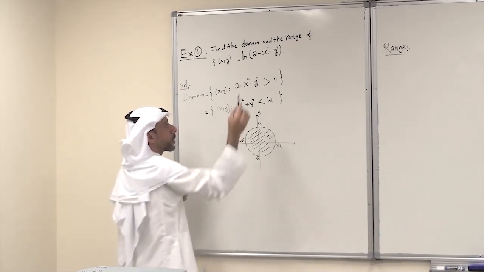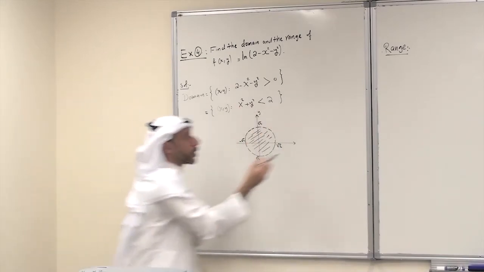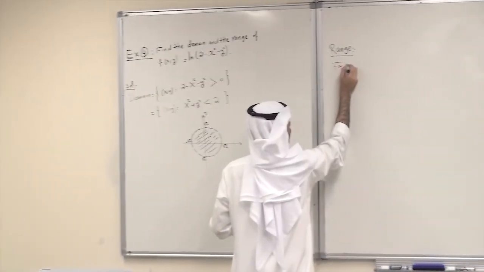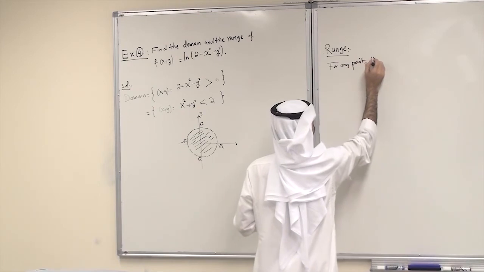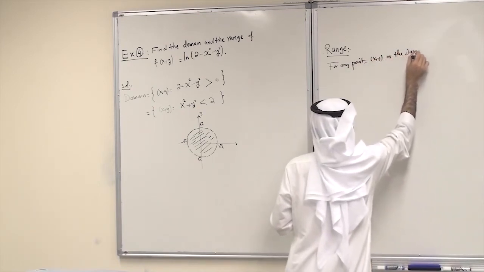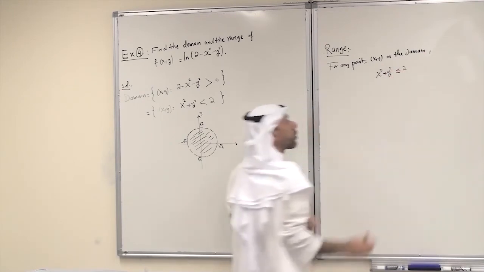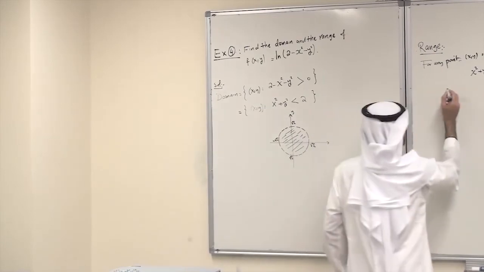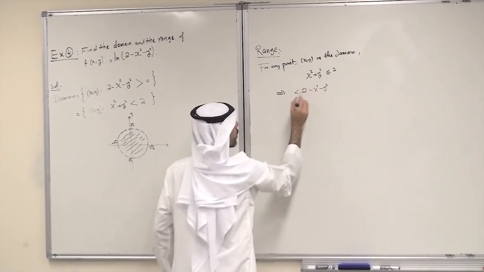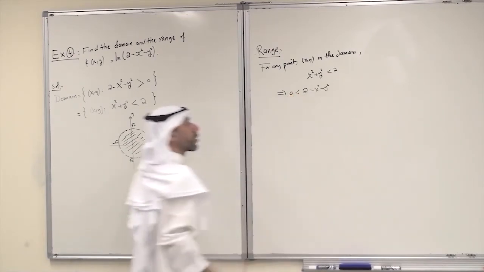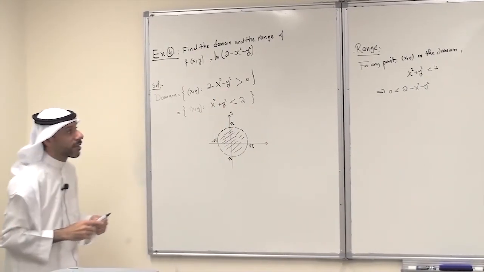First, notice the following. If you substitute a value here, any value, it has to satisfy x squared plus y squared less than 2. So for any point x, y in the domain, we have x squared plus y squared less than 2, or 2 minus x squared minus y squared greater than 0. So any value in the domain, when you substitute, you get 2 minus x squared minus y squared greater than 0. This is one observation.